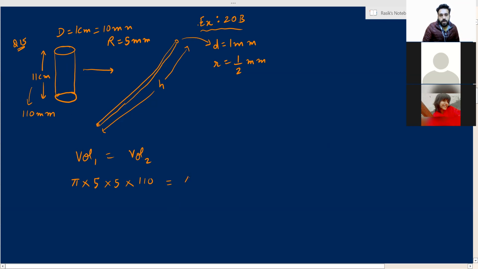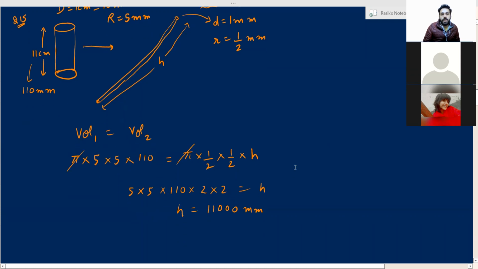Now here again the formula will be the same, pi r square h. What is the radius in this case? The radius is 1 upon 2. The height is not given. So pi and pi will be cancelled. So 5 into 5 into 110 into 2 into 2 is equal to h. Therefore, we can say that h is equal to 11000 millimeters.